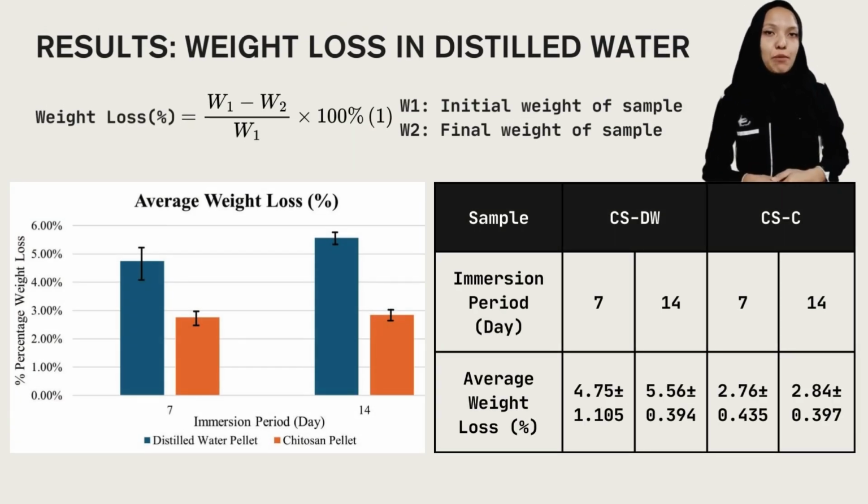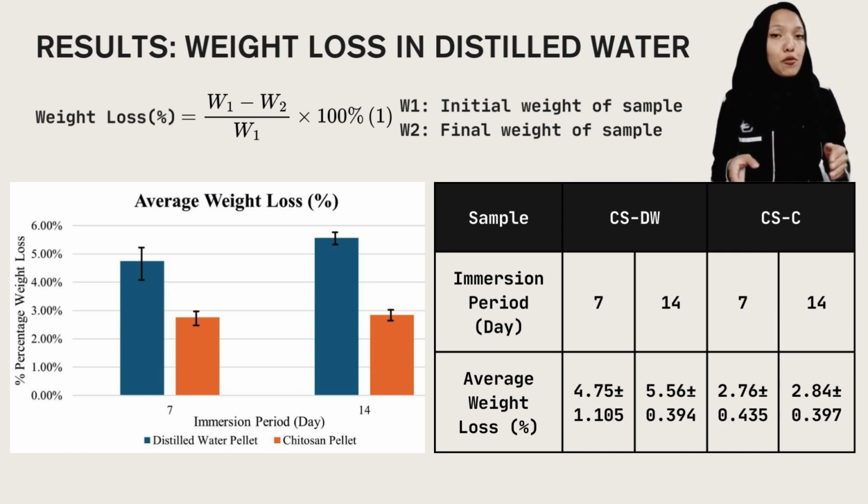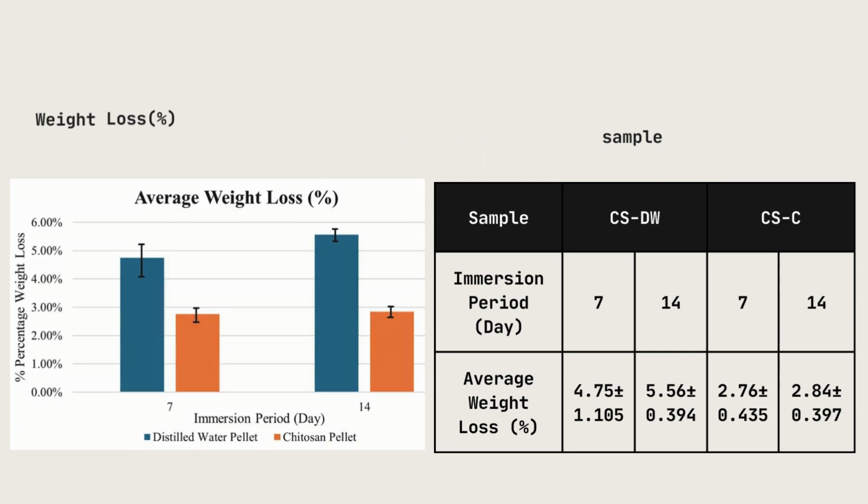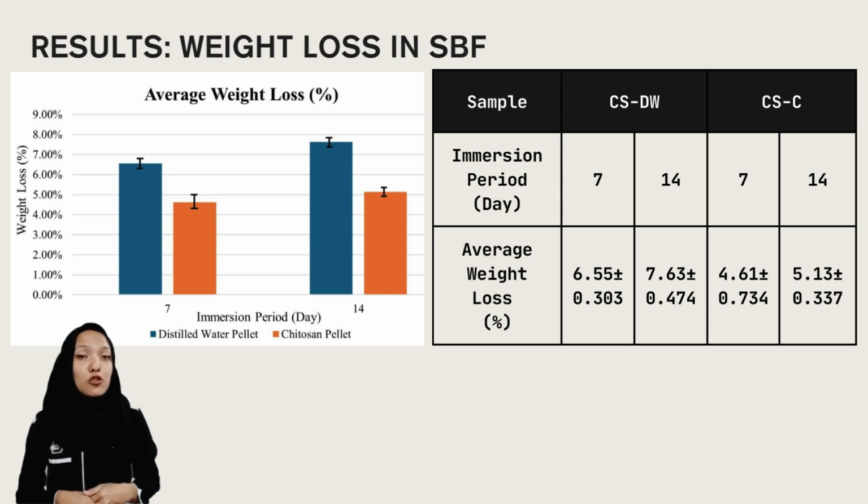Next, I will be talking about the weight loss of composite scaffolds after 7 and 14 days of immersion in respective solutions. The weight loss of the scaffolds was calculated using the equation shown here, where W1 and W2 represent the initial and final weights of the scaffold samples respectively. The table shows that calcium silicate scaffolds in distilled water lost more weight than chitosan scaffolds at both periods, indicating faster degradation. Similarly, in the SBF solution, calcium silicate also degraded faster than chitosan at 7 and 14 days.